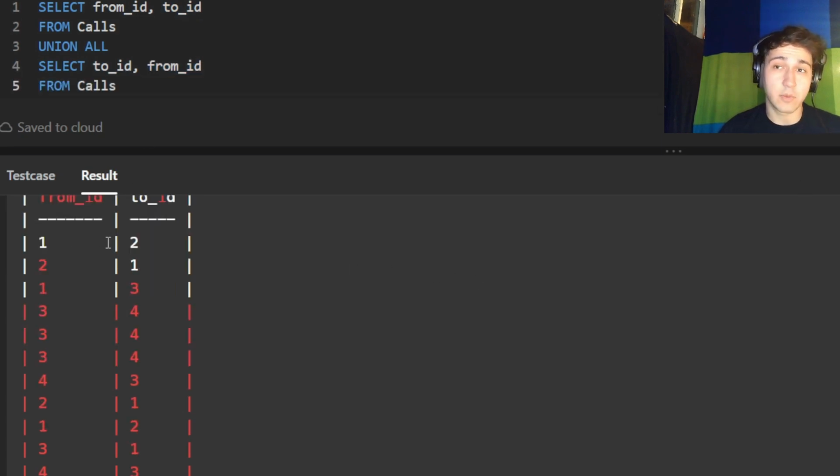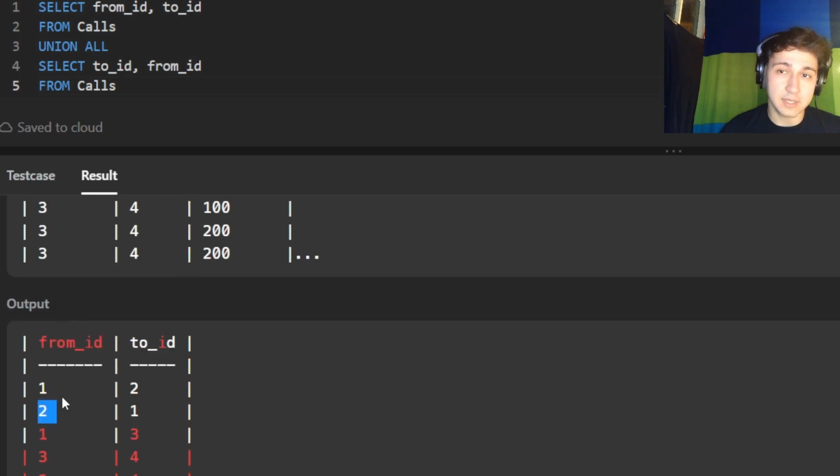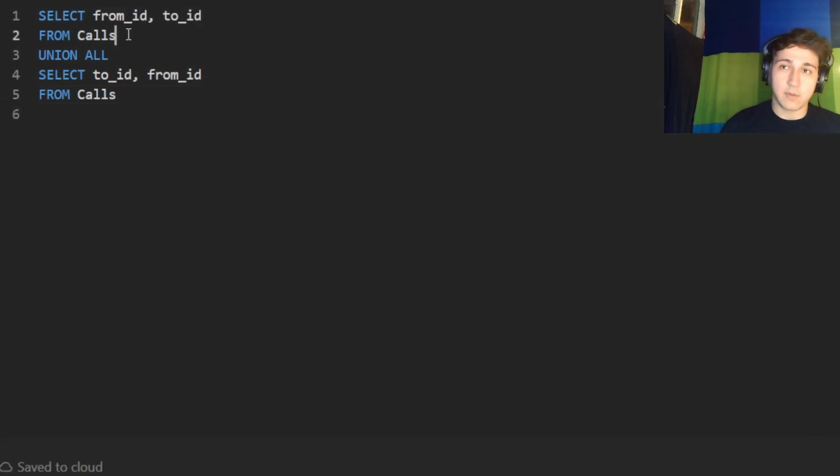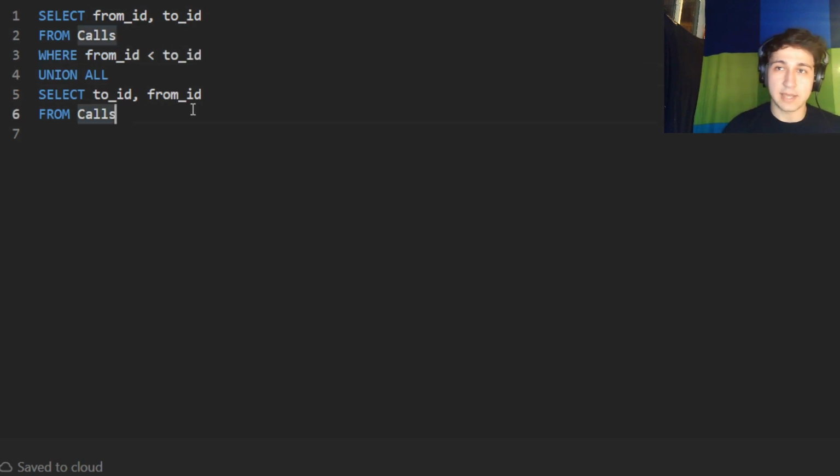Perfect. And now here, we're going to remove all the rows where the from ID, this first one, is bigger than the second one. So 1 and 2, keep that. 2 and 1, get rid of that. To do that, we're going to filter where from ID is smaller than 2 ID here. And here we're going to filter where 2 ID is smaller than from ID because these are flipped here. So we're going to flip these around here and perfect.